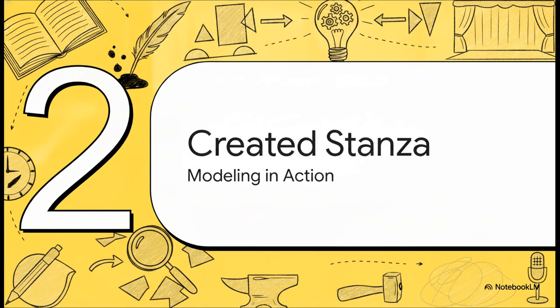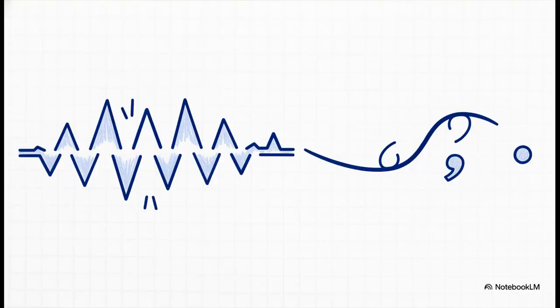Moving right along to Section 2, modeling the created stanza. Modeling in action. Let's apply this rule to a brand new stanza to see exactly what I mean. Okay, listen closely. First, I'm going to read a newly created stanza the wrong way. The robotic way, pausing exactly at every visual line break.